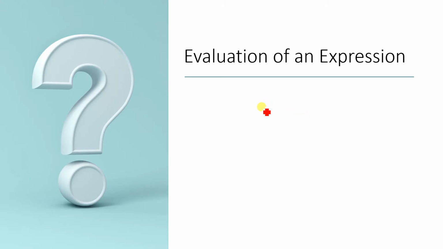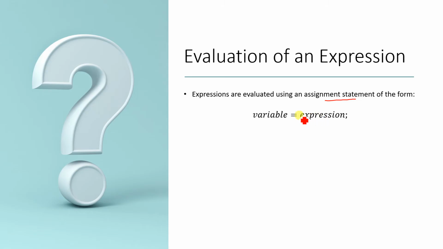Whenever an expression is evaluated by the C programming language, it will be evaluated using assignment statements in the following form. Generally, an expression is written in the form of your variable, then your expression. Let me take an example over here. Suppose I want to write C is equal to 2 into 3 plus 6. So this is an expression.